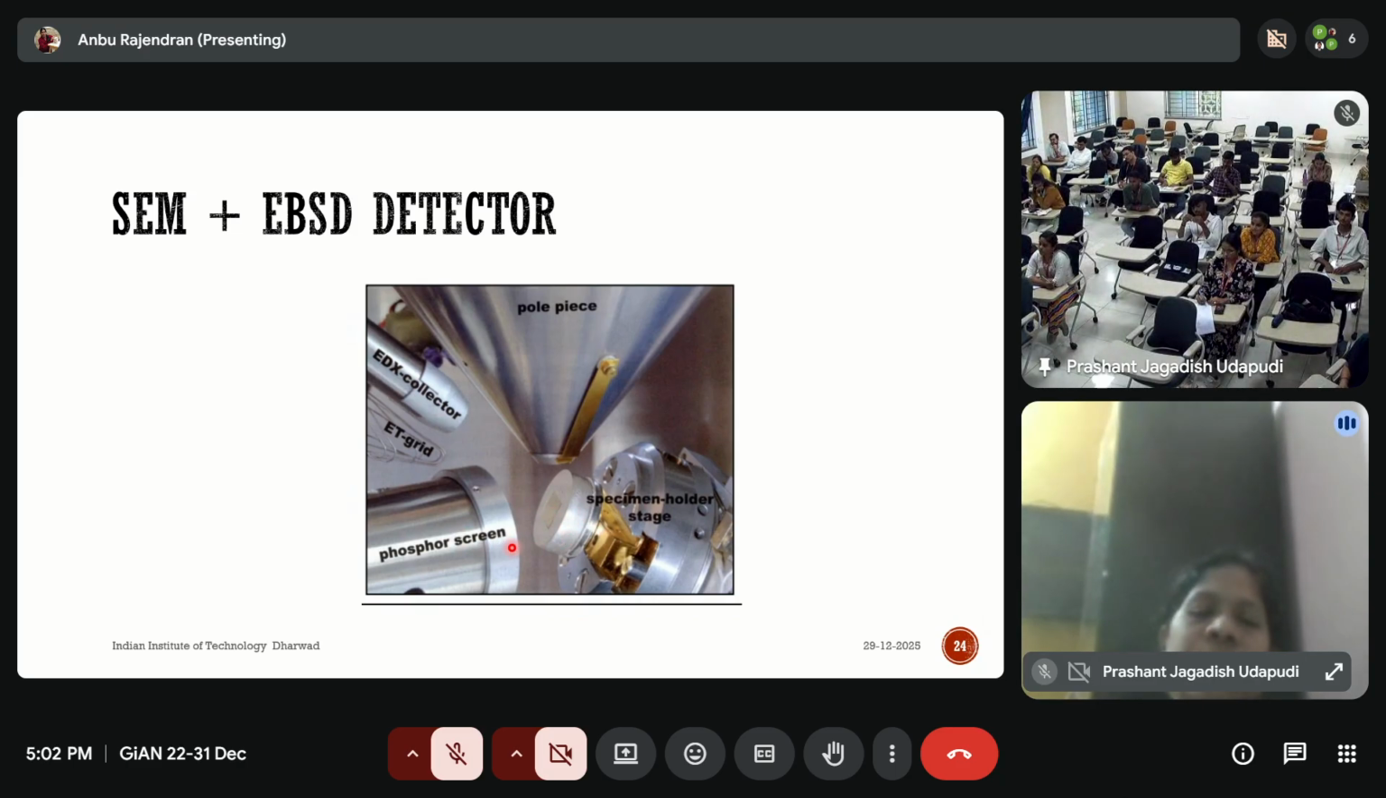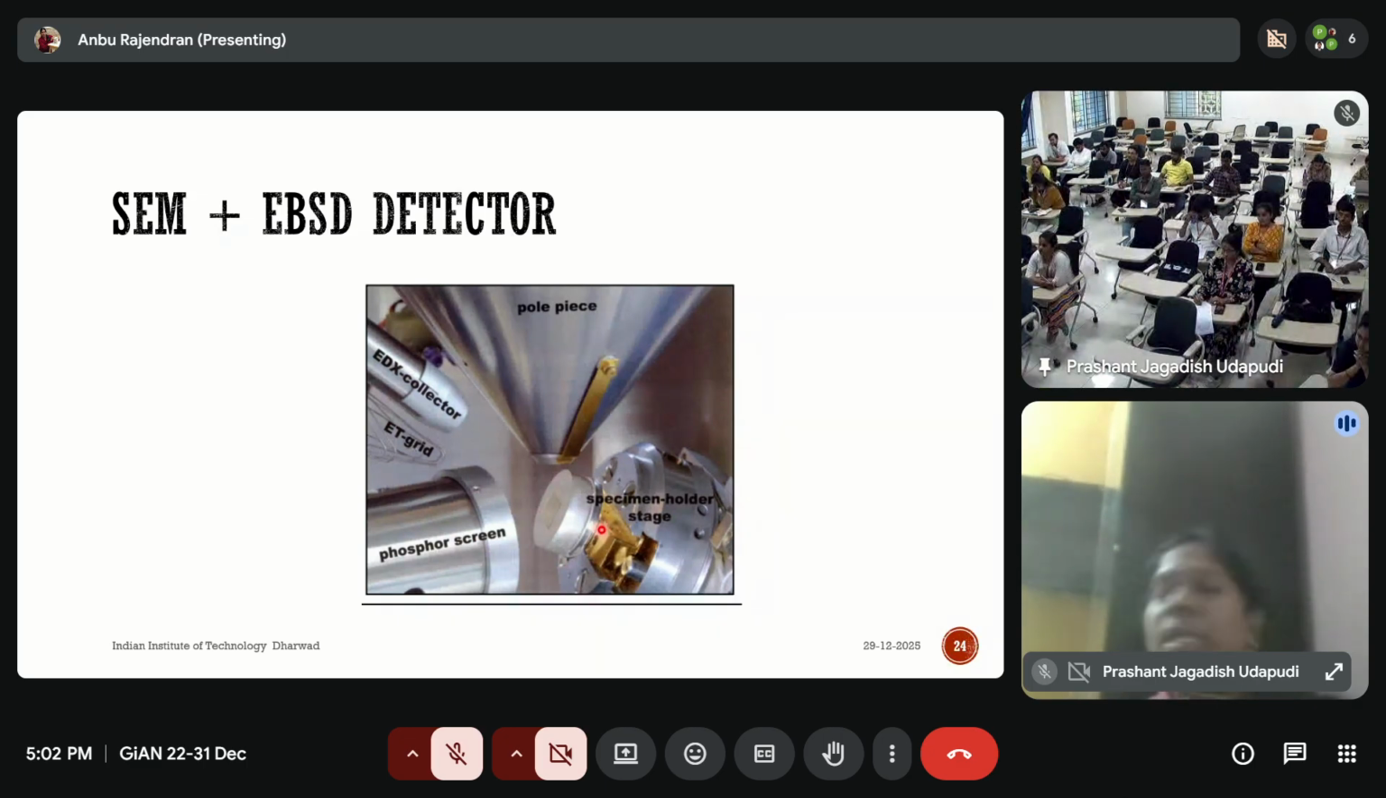Generally the sample stage will be parallel or in a straight line with the pole piece. It will come down, so you will place the sample here, and the electron will fall straight over the surface. The reflected or diffracted scattered electrons will be received by the detector and we will get the image. In the particular case of EBSD, you have to tilt this stage to 70 degrees from its original position. It will be down here, rotated at 70 degrees.